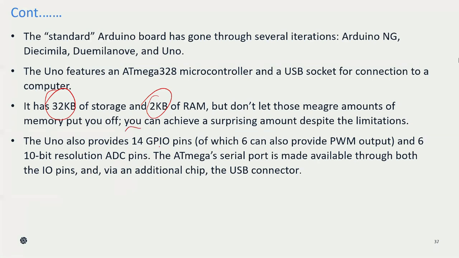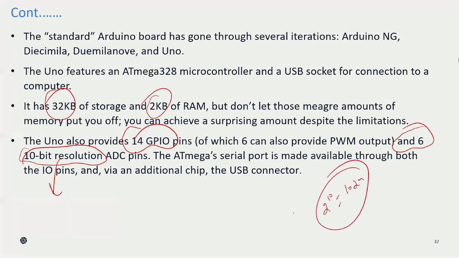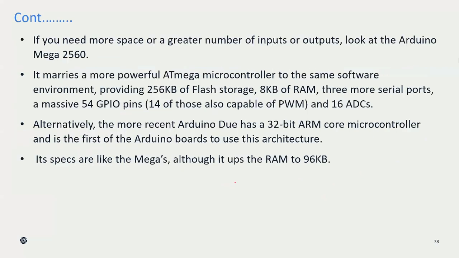And 14 general purpose input output pins are there, and always remember 6 are ADC pins, and they use 10 resolution bits in the Arduino. So Arduino is designed for 10 bits resolution ADC pins. 10 bits means 2 power 10, that means 1024 levels total. And this supports USB, where you can dump your code, or send your code to the Arduino also. All those things are possible here.